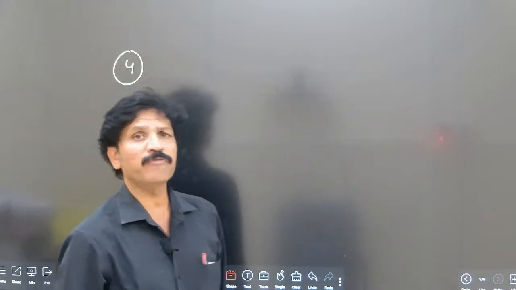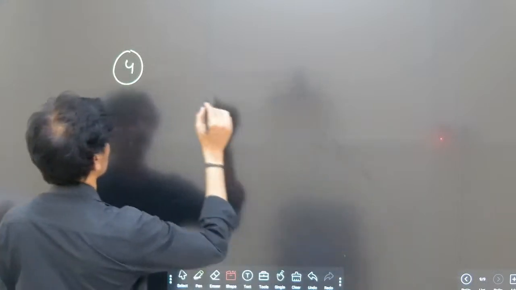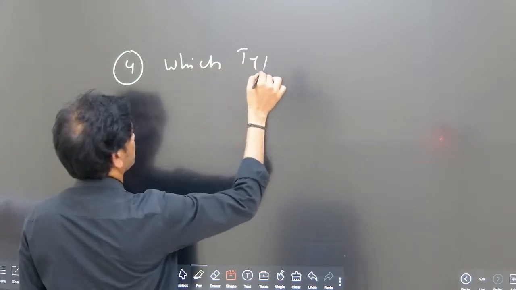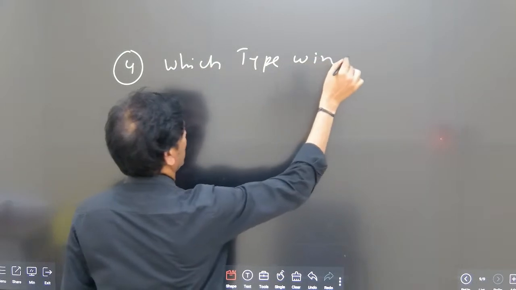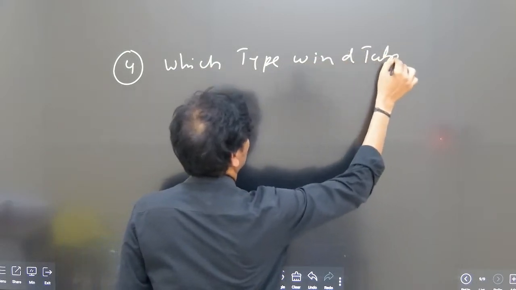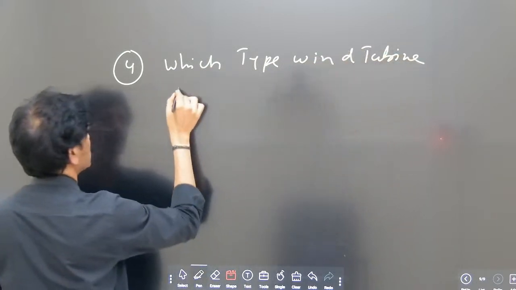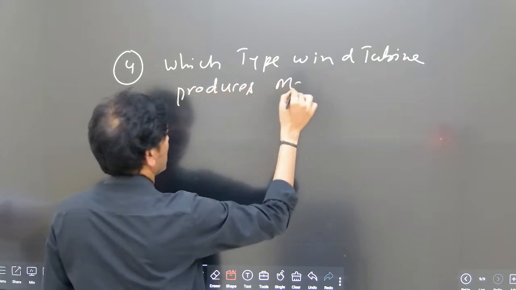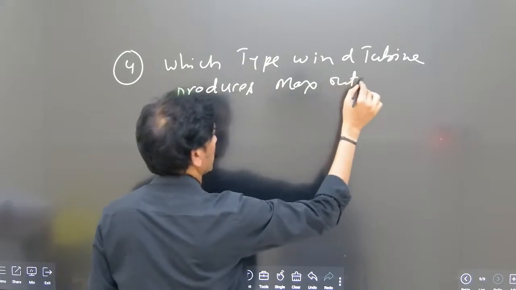Next question. Question number 4. Which type of wind turbine produces the maximum power? Which type of wind turbine produces maximum output power?